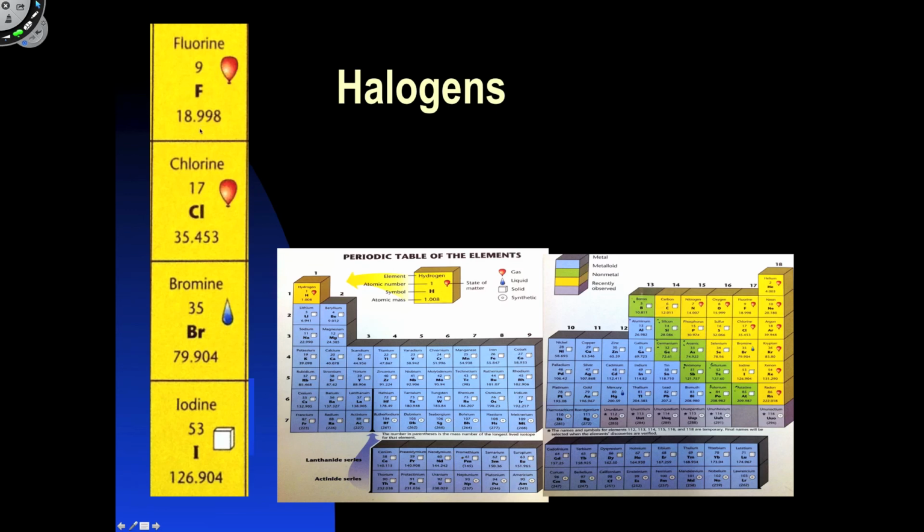The halogens, they are the most reactive non-metals, and fluorine is actually the most reactive element on the periodic table. We talked about valence earlier. Well, these guys have a valence of 7 electrons, and the magic number is 8. So really all they need is one more electron, and they are happy.